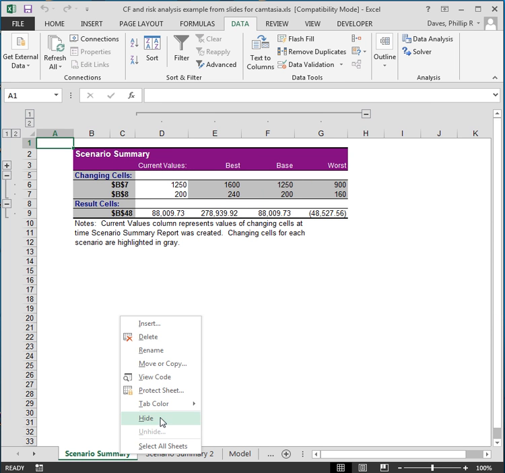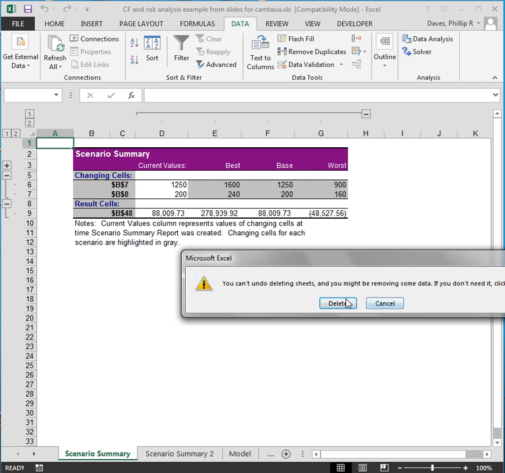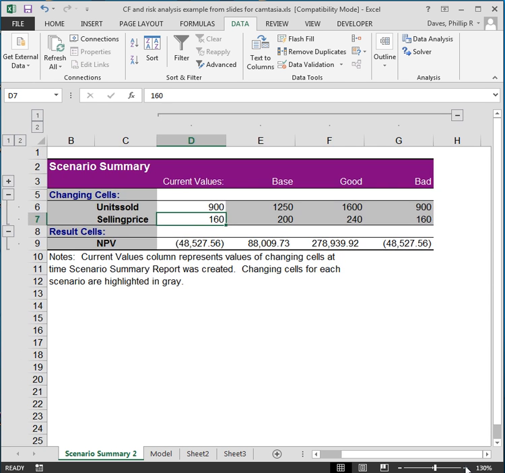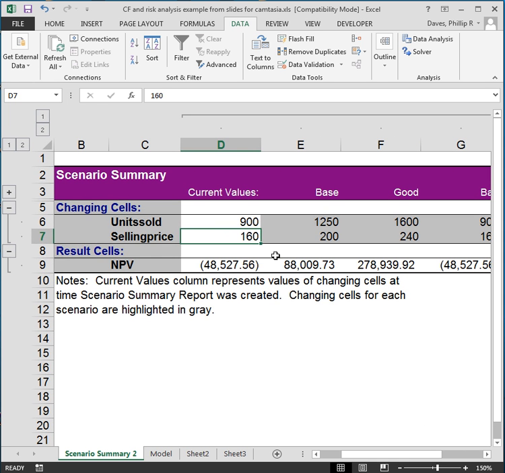This is one that I did before. Let's delete that one. It's going to create a new table, and let's make this look a little bit bigger so you can see it. For units sold of 900 and selling price of 160, we have an NPV of negative 48,000. For the base case of 1250 and 200, we have the 88,000, and then the good case, and the bad case.